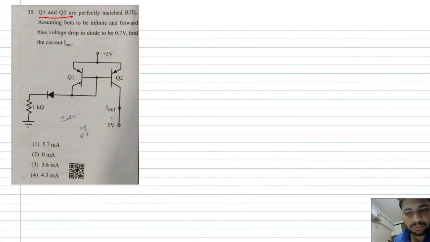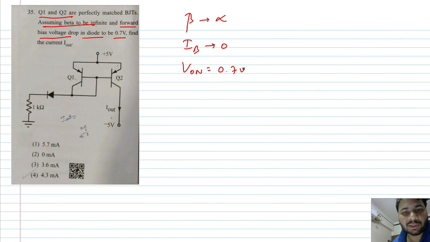Q1 and Q2 both are PNP transistors. They are saying they are perfectly matched. That means all parameters will be identical for both the transistors, assuming beta to be infinite. If beta tends to infinity, then the base current will tend to 0. And forward bias voltage drop in the diode, so V on, the cut-in voltage is 0.7 volts. You have to find this current I out. See, first of all, the two transistors, they are in parallel. The given circuit is a current mirror.